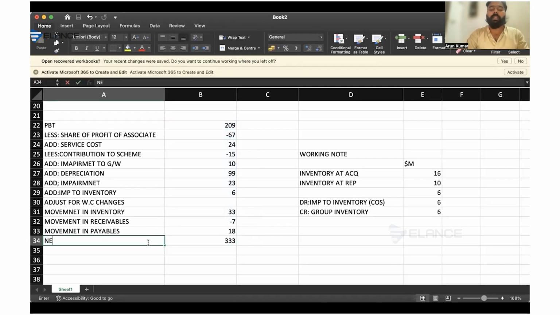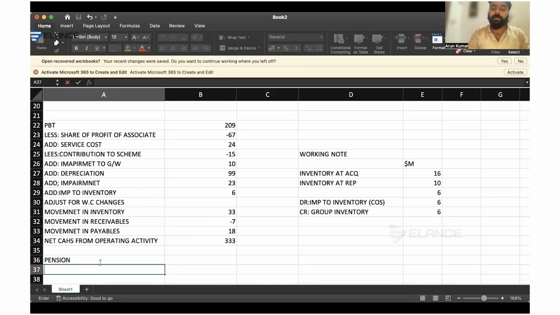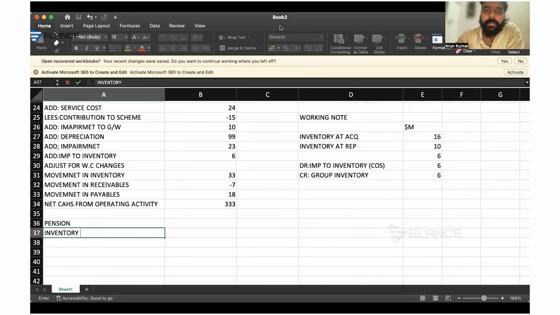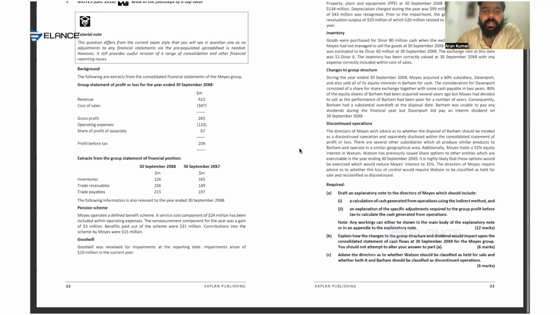So it is coming to the net cash flow from operating activities. How much is it? 333. Okay, so now we need to explain it. We have to explain for the pension. We need to give the explanation for inventory. We have already discussed those explanations. So just make sure that you are giving it just like an additional explanatory note, because marks will be rewarded for the explanation as well. Is that clear, everyone?